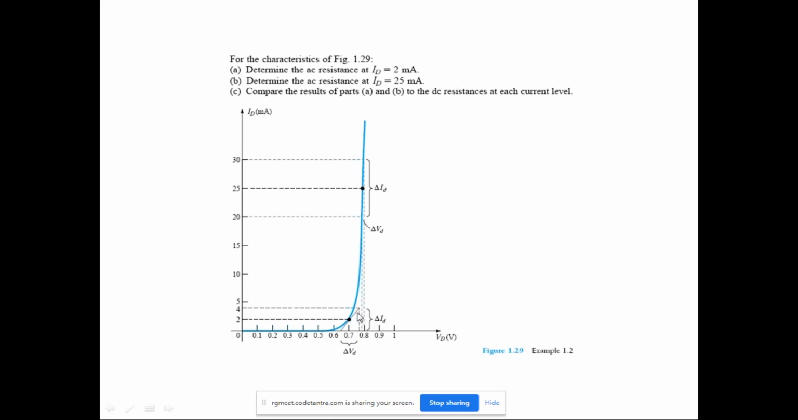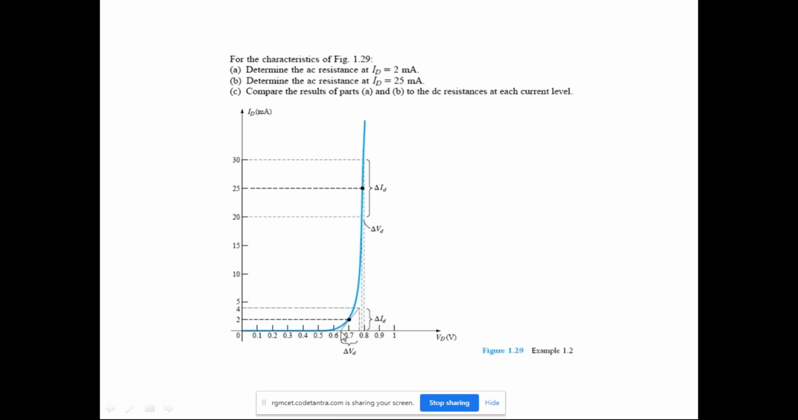Now we have to find the change in VD. Again we have to find the change in ID. What is the change in ID? The maximum change in ID is here. This is the 2 milliampere, that one touches 0. But how much is the change? 2 milliampere is the change. Similarly, above the operating point also 2 milliampere change. Total change is 4 milliamperes.